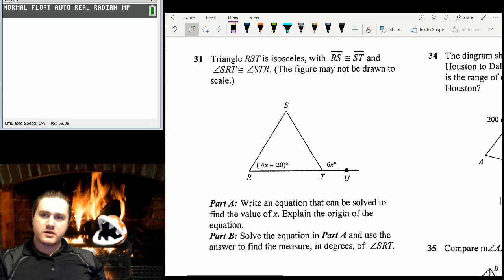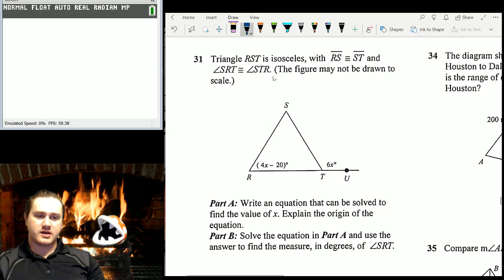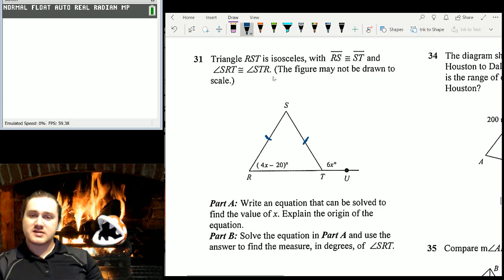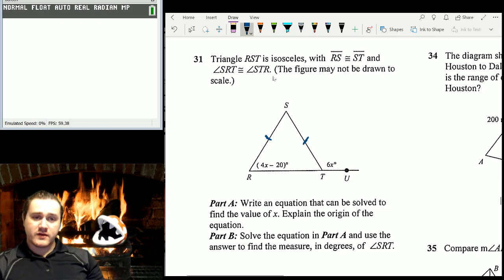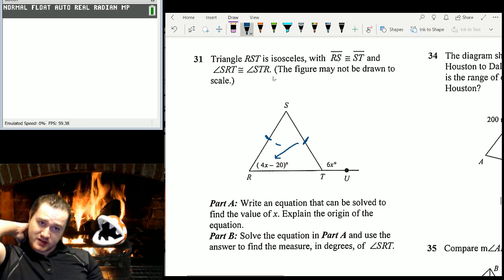Alright, so on number 31, we're actually just going to use this to solve for x. We're not going to really worry about too much of the other things. It says solve for x and find SRT. Again, it won't really be that hard. It says that this is an isosceles triangle where RS is the same as ST. So that means these are the same. So, if those sides are the same, the angles across from them are the same.